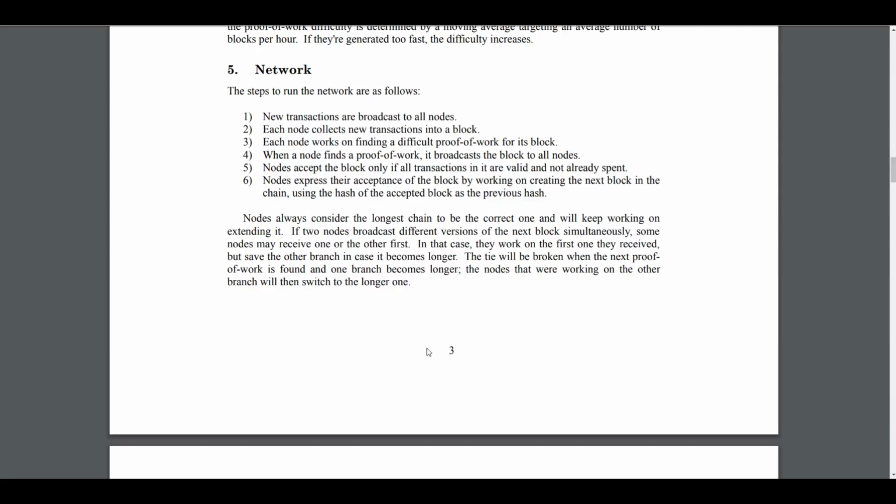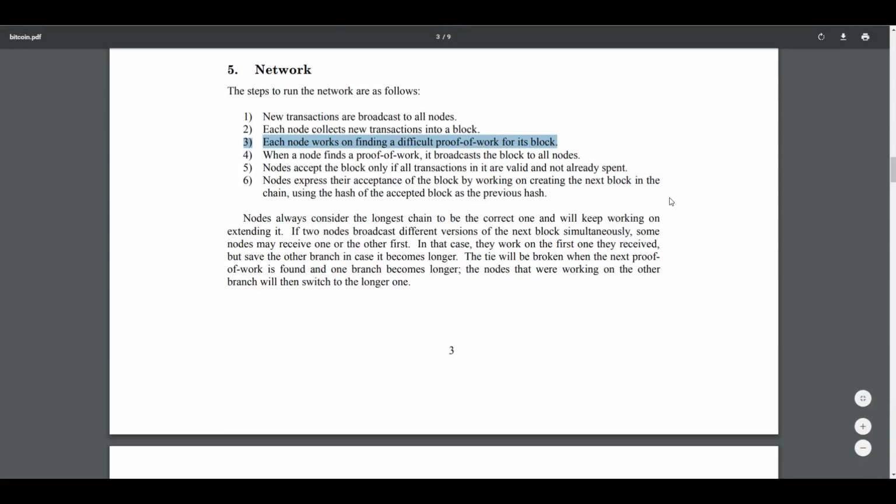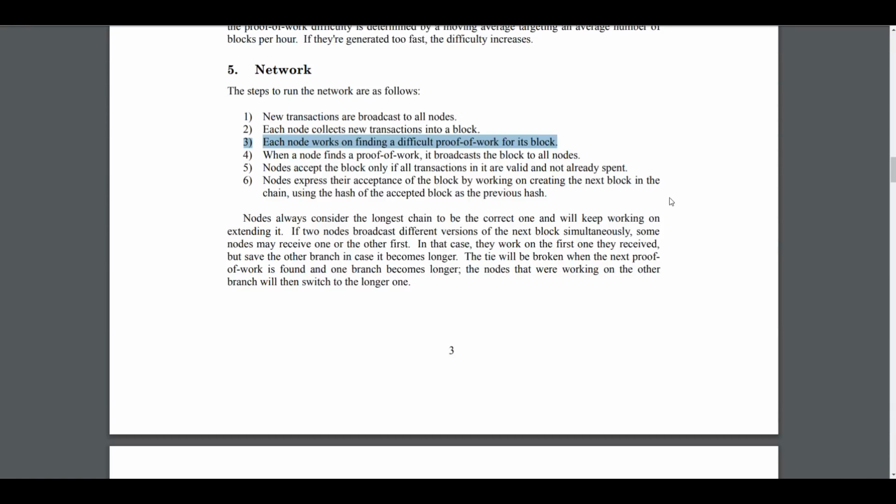Number 5, network. The steps to run the network are as follows. 1, new transactions are broadcast to all nodes. 2, each node collects new transactions into a block. 3, each node works on finding a difficult proof of work for its block. 4, when a node finds a proof of work, it broadcasts the block to all nodes. 5, nodes accept the block only if all transactions in it are valid and not already spent. 6, nodes express their acceptance of the block by working on creating the next block in the chain, using the hash of the accepted block as the previous hash.